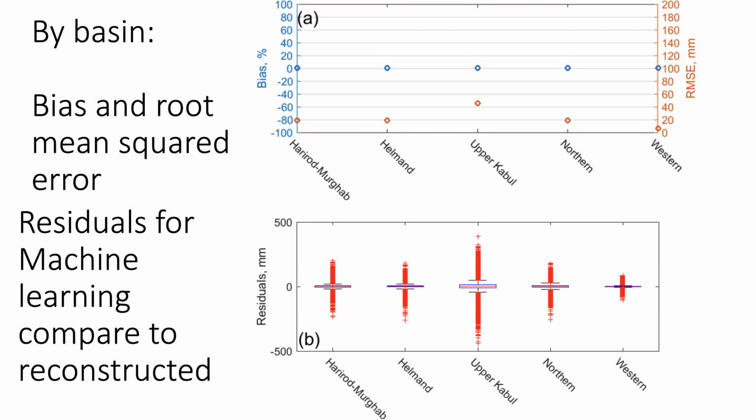We also analyzed the SWE by basin, again showing the bias on the top graph in blue is nearly 0 for all of the basins, with root mean squared error, RMSE, ranging from 9 millimeters to 45 millimeters. Looking at the residuals in the lower plot, the upper Kabul had the largest errors. The upper Kabul has much more SWE than the other basins analyzed.